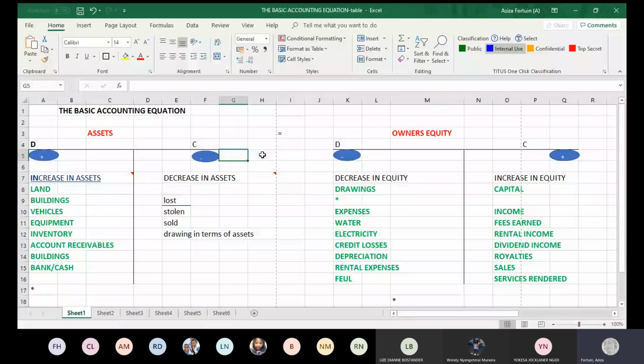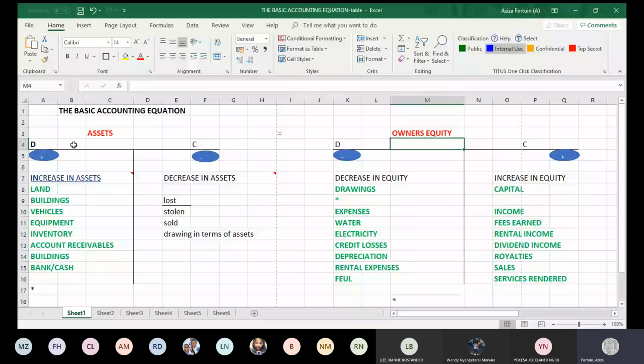So assets will always equal equity plus liabilities. That's a given. If my asset is 5 Rand, my equity can be 3 Rand, and my liability can be 2 Rand. Assets are land, buildings, vehicles, inventory. And in our case specifically, what we're going to be dealing with is inventory, the accounts receivable, and the bank.